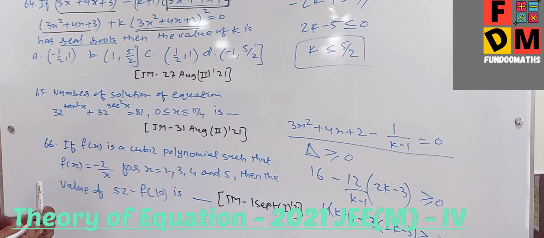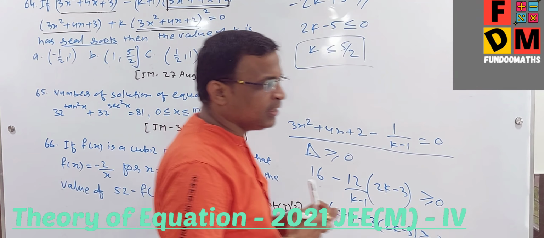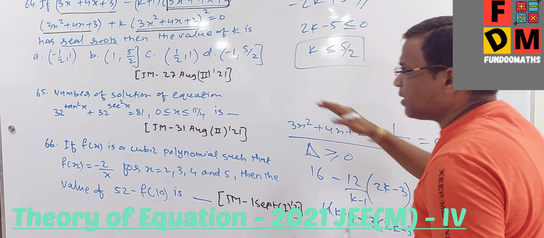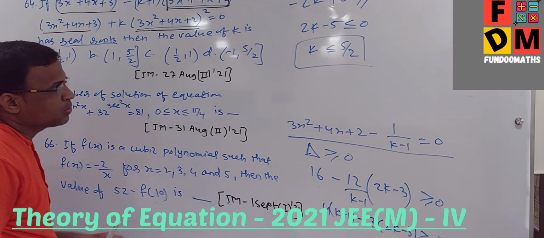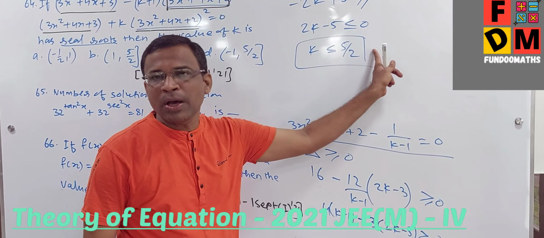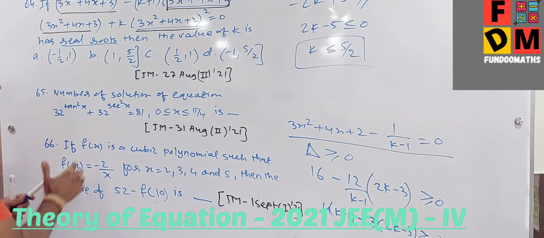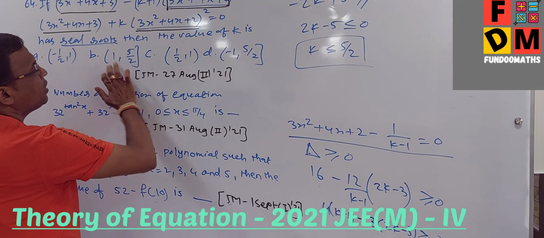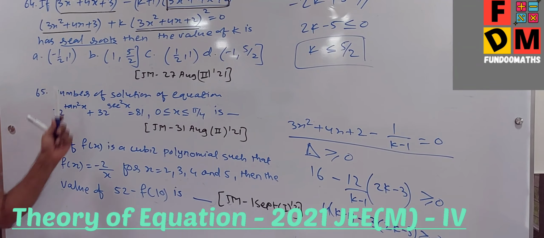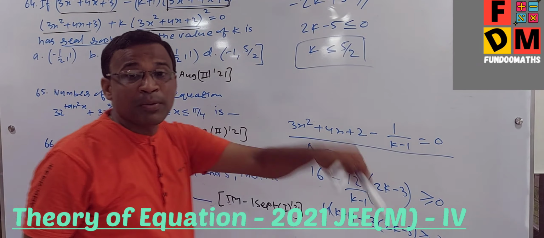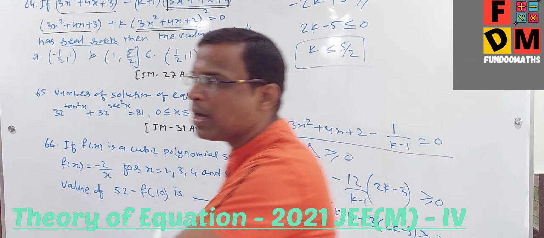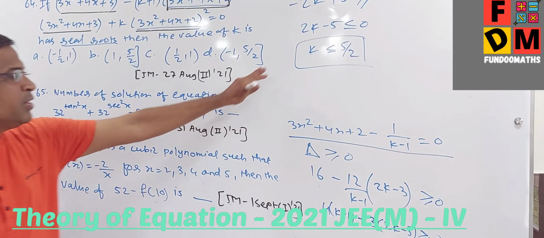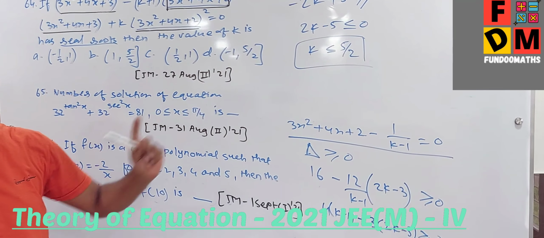Fine. Now the question arises: what is the option here? The option is something like this. So k equal to 5 by 2 is one case we are getting, so this or this, B or D. What shouldn't become? Because it is k less than or equal to, any value less than 5 by 2 is included, but what shouldn't be included?